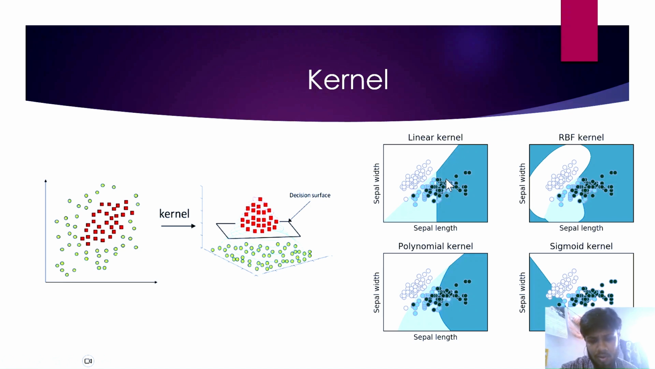Linear kernel is for a simple straight line. The polynomial kernel is used for curved line separation, and the RBF kernel is used for complex boundaries, and the sigmoid kernel is similar to neural networks.